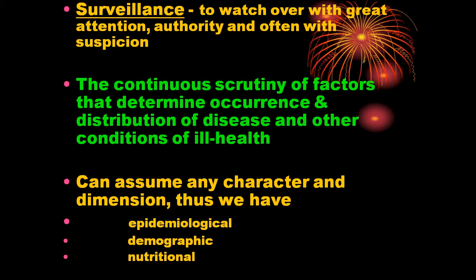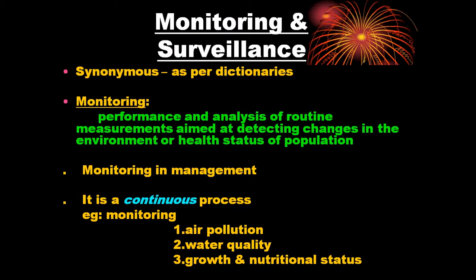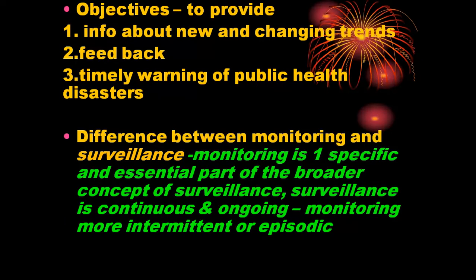Surveillance, CCTV surveillance, continuous. It is not monitoring. It is not just one click and then the camera switches off. CCTV is continuous. That's why the word is surveillance. Please remember, surveillance is continuous scrutiny of factors that determine occurrence and distribution of disease and other conditions of ill health. You got to remember both these definitions, like you have to remember the definition of health, elimination, eradication, incidence, prevalence, all these things we have already covered. And they are pet definitions which are asked in the Viva.